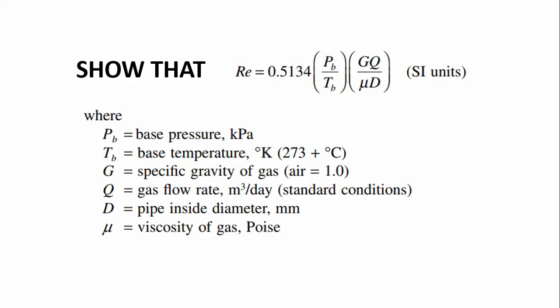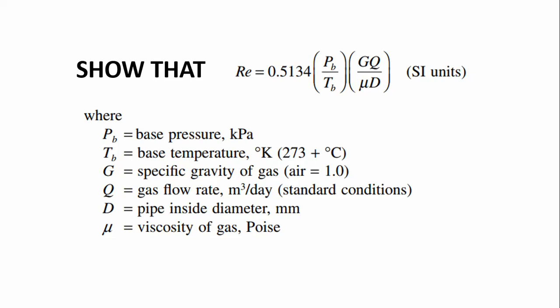To show that Reynold number is equal to 0.5134 times pressure at standard condition divided by temperature at standard condition times the gas gravity times flow rate at standard condition, divided by the viscosity times internal diameter.